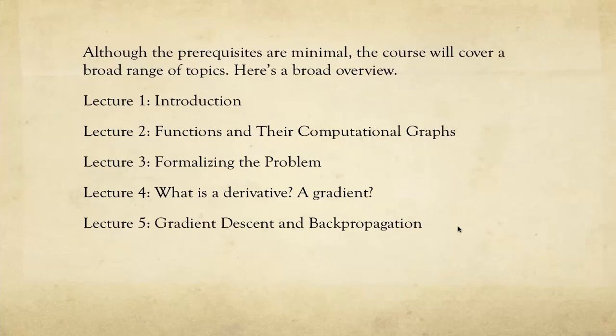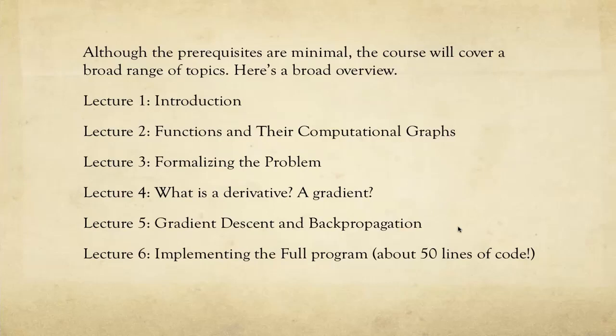Then we'll discuss the main algorithm, which is gradient descent, and talk about how backpropagation allows us to implement the algorithm. And then finally we write the entire program. And amazingly, this will only take about 50 lines of code. Then in lecture 7, which is optional, we'll go through some proofs using calculus for all of the backpropagation equations that we use.